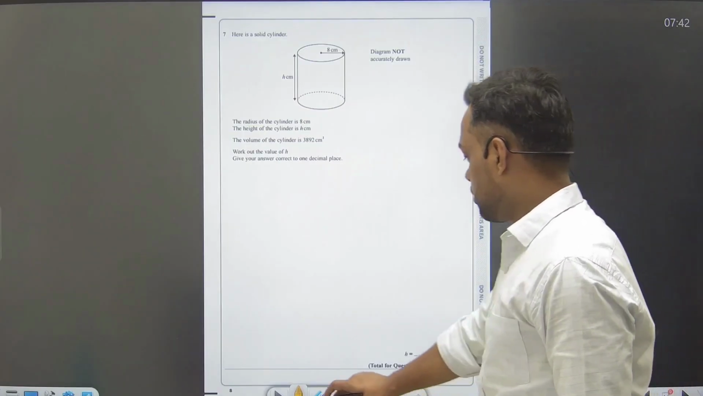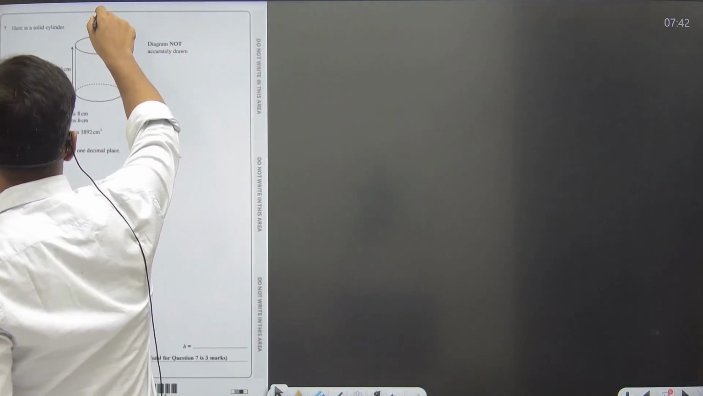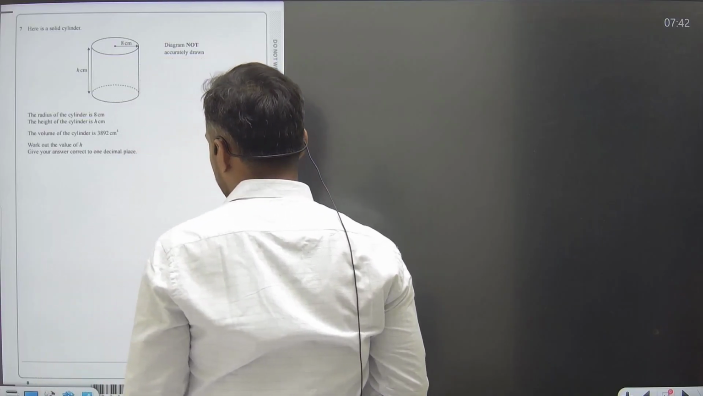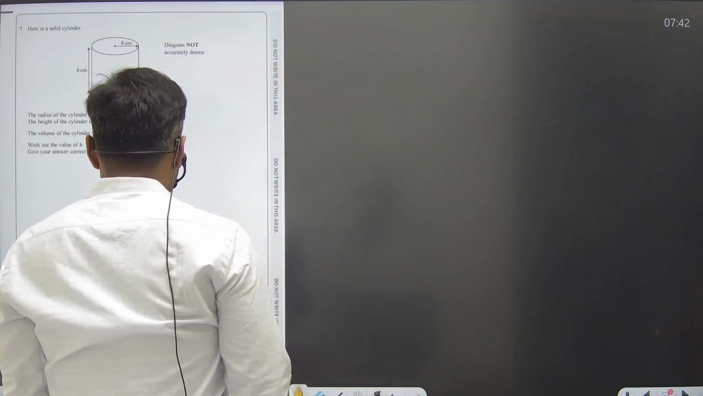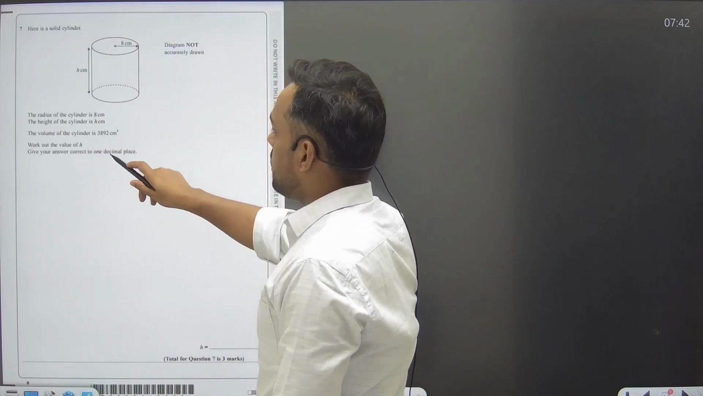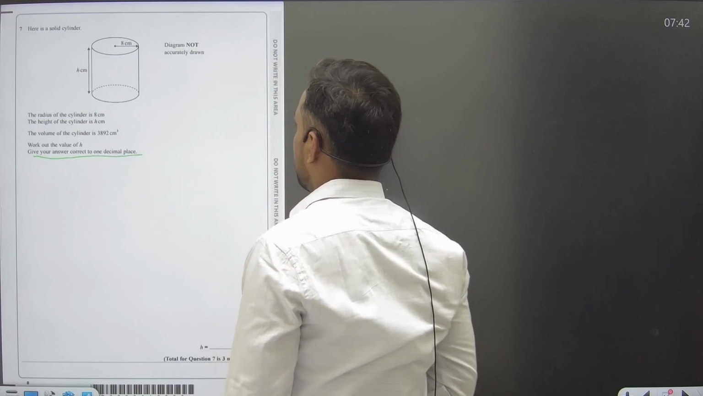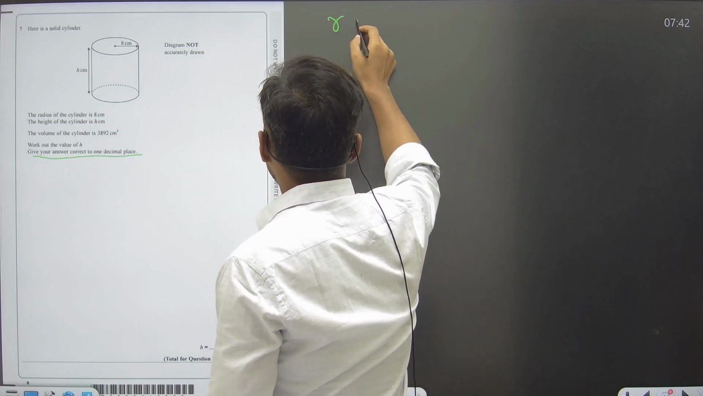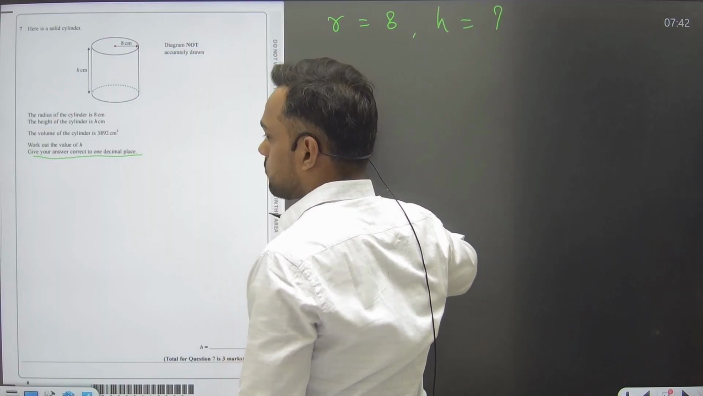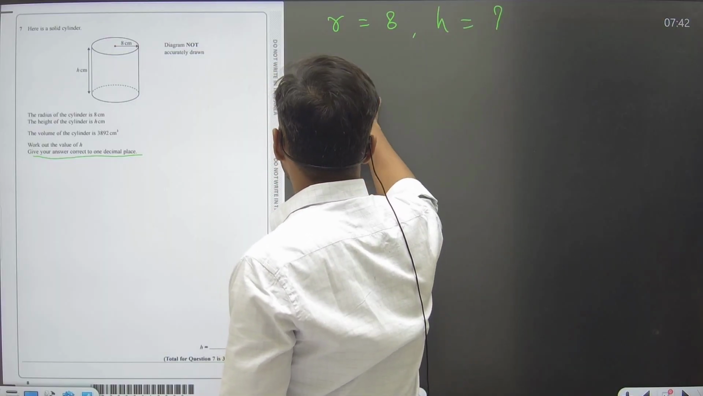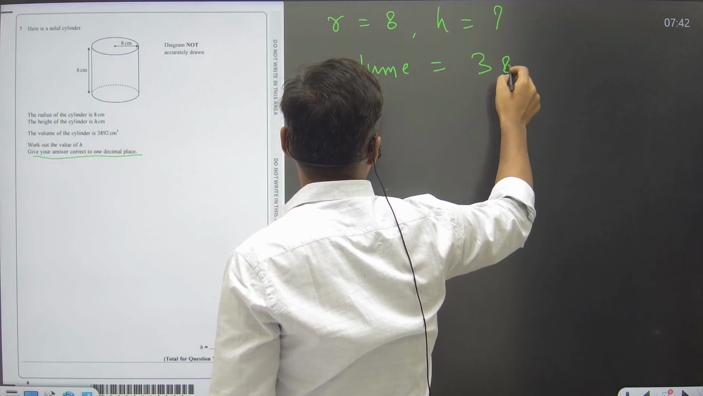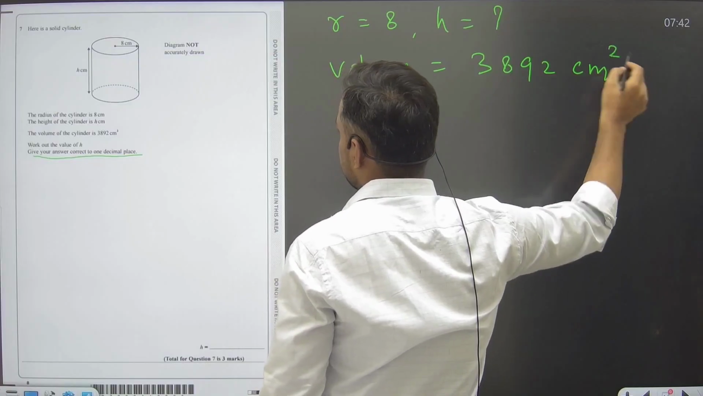Now let's move to the next question, student. Here is a solid cylinder. The radius of the cylinder is given, the volume of the cylinder is given, and work out the value of h. Give your answer correct to 1 decimal place. The radius is given as 8 centimeter, height is not given, and the volume of this cylinder is 3892 centimeter cube.